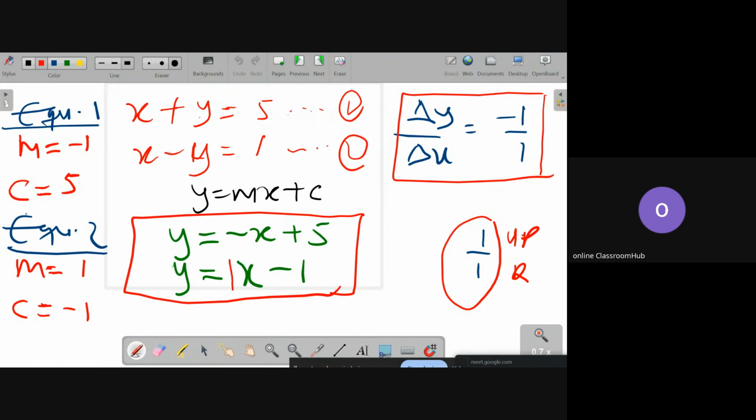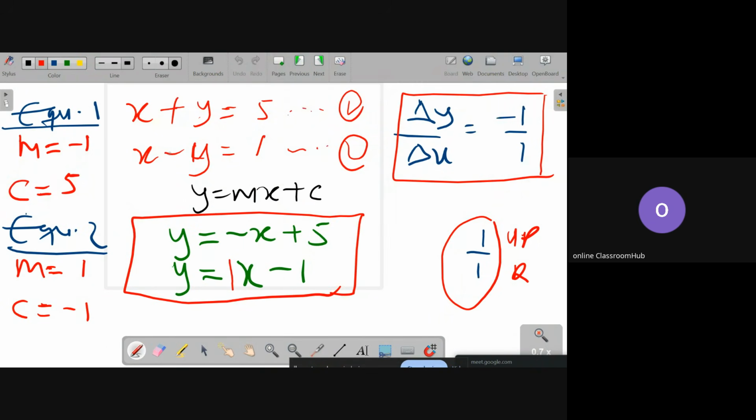Now we have these two equations: x plus y is equal to 5, x minus y is equal to 1. We want to find the values for x and y using the graphical method. And for the graphical method, these are lines. So go and draw lines. And where they intersect, that will be the answer, the solution. So how do we draw the lines? And I gave you two instances.